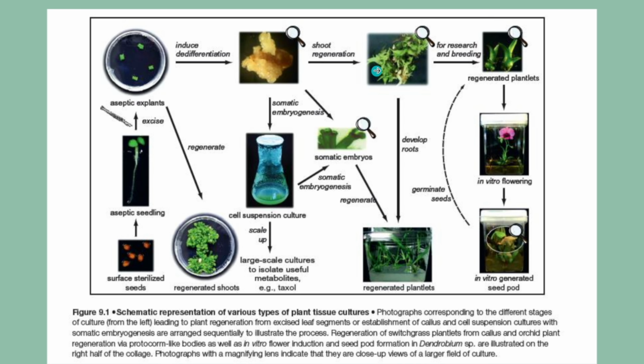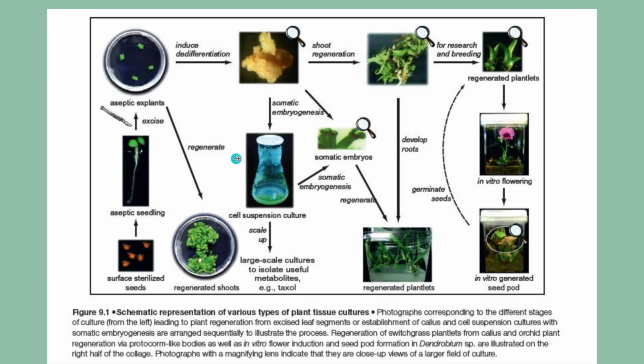If you want only leaf, then we can modify something, and then you can produce only leaf. If you want to store the callus, yes, we can store it. But if you want to produce the whole plant, that is also possible. They can still produce a whole plant.